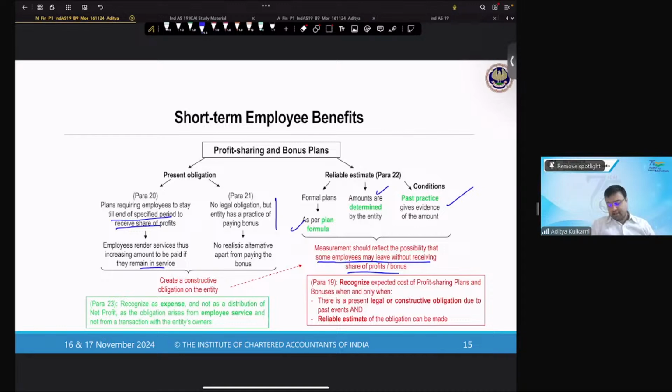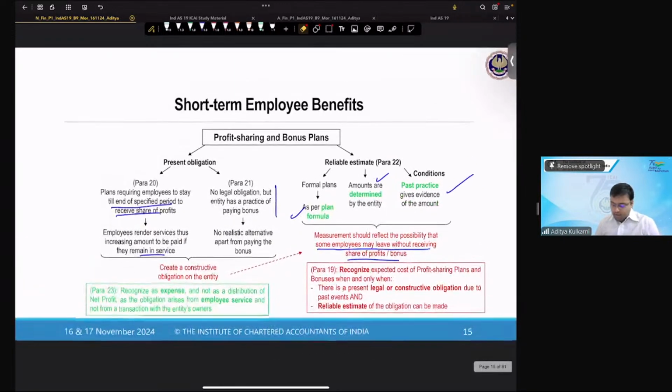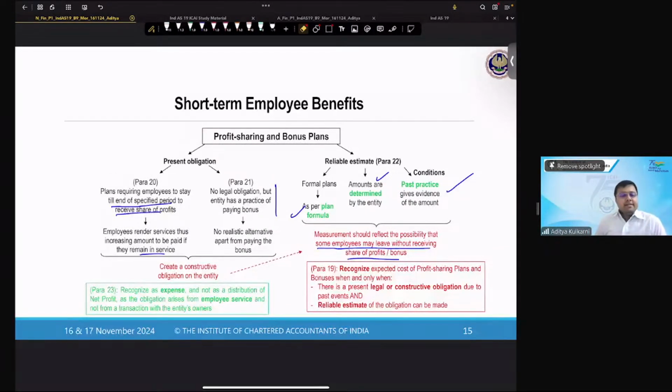So that is why this standard requires us to be realistic. Now, how will I recognize this? Recognize as an expense and not as a distribution of profit. So even though it is a profit sharing plan, you treat it as an expense, as the obligation arises from employees giving you the service and not from a transaction with the entity owners. So this is employees rendering service, which gives them a right to share the profits, but it is not a dividend, or it is not a distribution of profit. Reliable estimate can be.